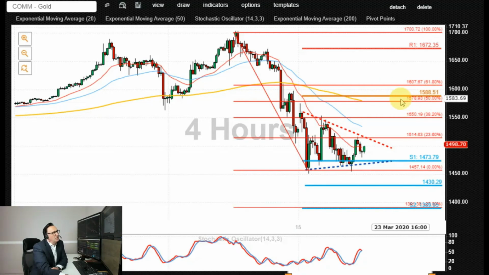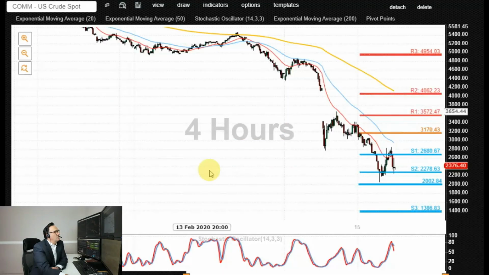A breakout above that level could target 1600, 1607, which would be this zone of the 50% fib retracement and 61.8 fib retracement from 1700 all the way down to 1457. So keep an eye on that. Gold is coiling. There'll be an explosive reaction one way or the other soon.